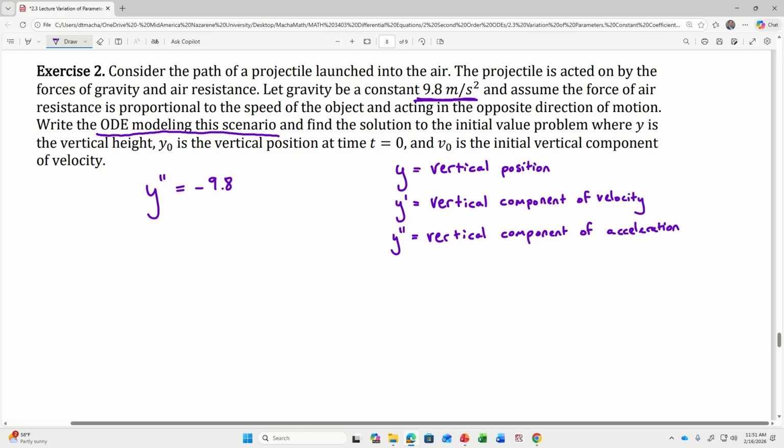Now that takes care of gravity, but we want our projectile to be acted on by gravity and air resistance. And what I want for the air resistance is that it would apply a force on my object, so it will create an acceleration proportional to the speed of the object. So it should be proportional to my vertical component of velocity, right? Velocity is kind of like speed, so it should be proportional to y prime. I'm going to use the lowercase letter k so that it's proportional.